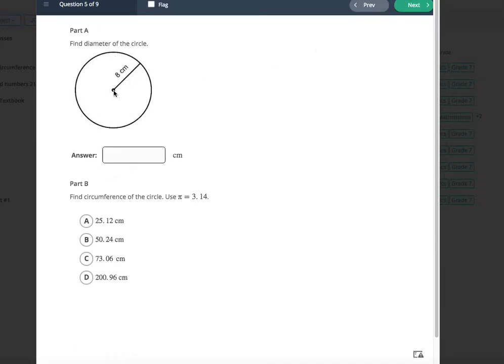So find the diameter. Well, the radius is 8, and the radius is always half the diameter, or the diameter is double the radius, however you want to look at it. So if the radius is 8, that means the diameter has to be 16.